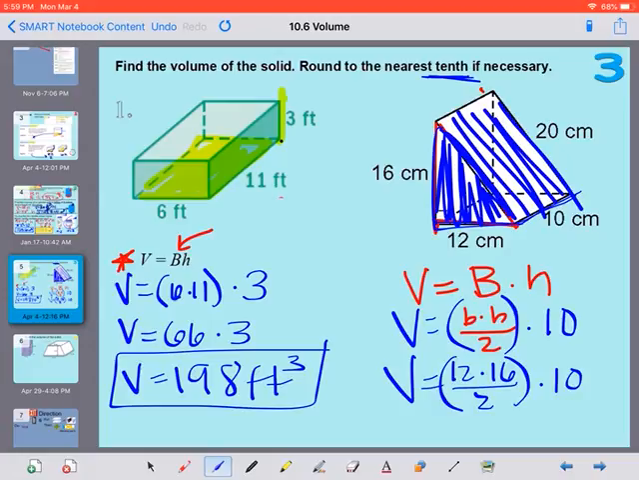So 12 times 16 is 192, divided by 2 is 96. So we have 96 times 10, which gives us 960. So our volume is 960 centimeters cubed.